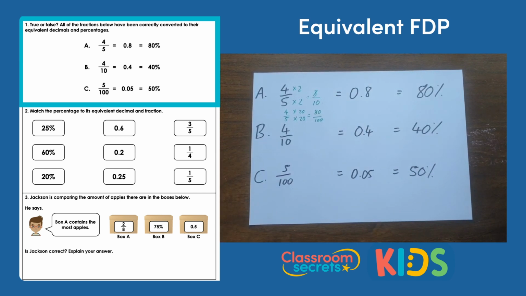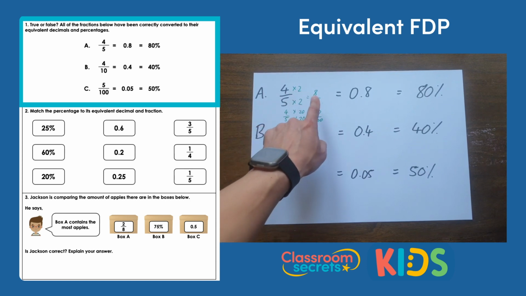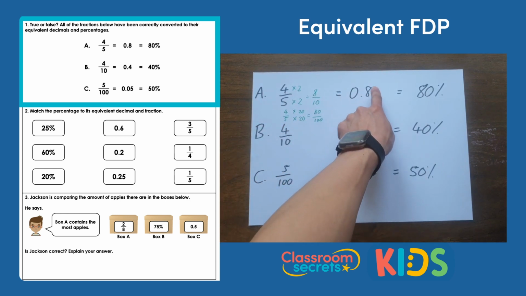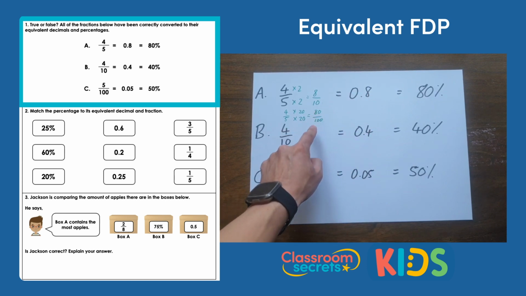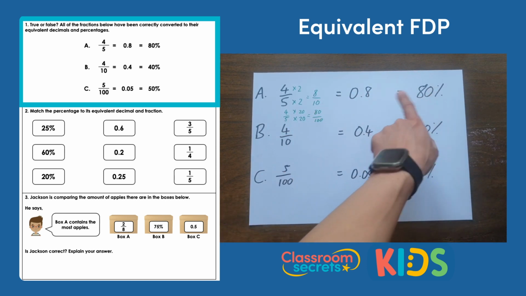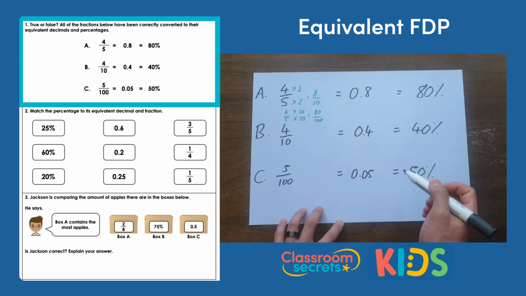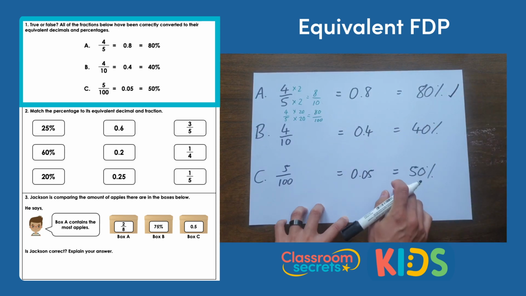So now we've got a fraction over 10 and over 100. We compare the 8 over 10 with 0.8 because we've got 8 tenths there, so that one is correct. And then we'll take the second fraction we've converted, 80 over 100, compare that to the 80%, so that's correct as well. So A has been correctly converted.